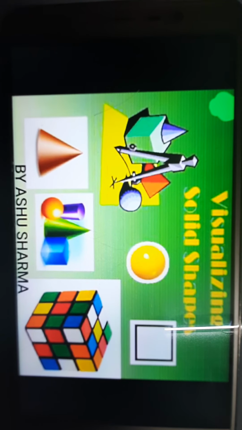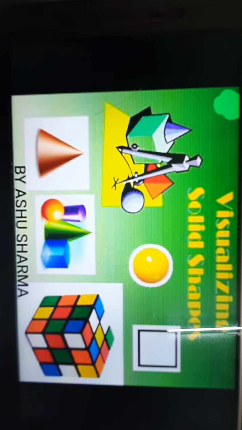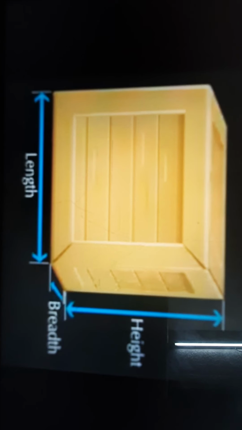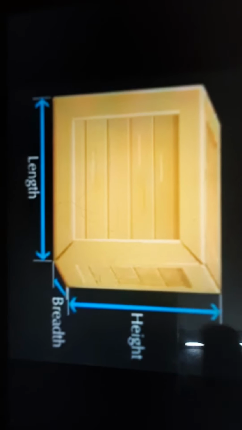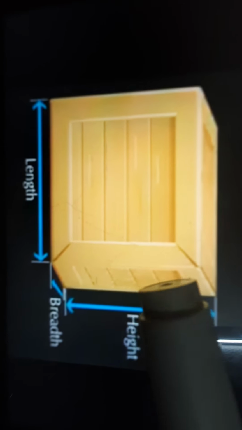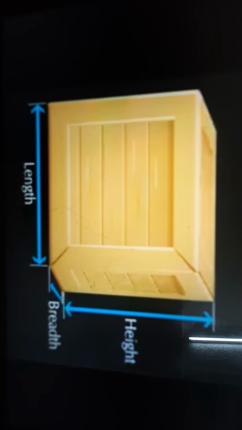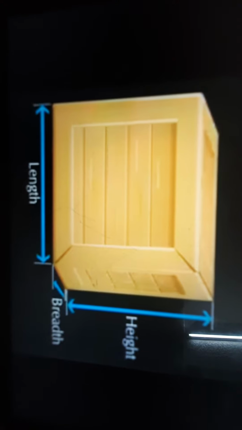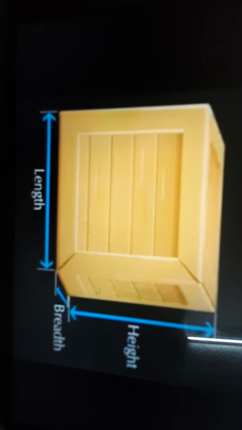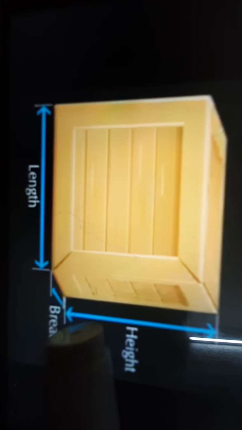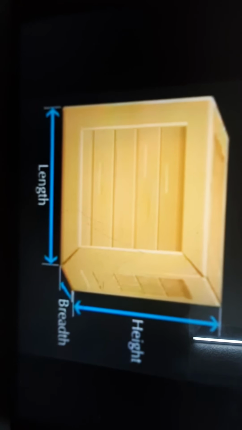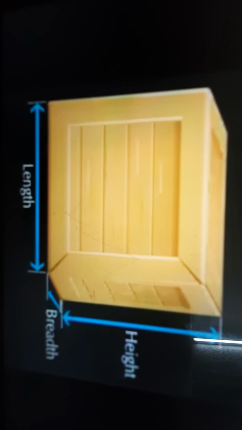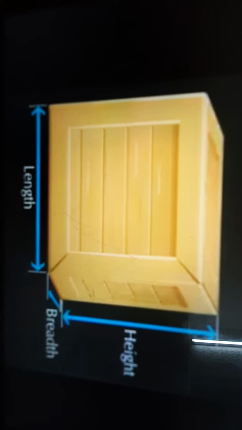So before starting the chapter, dear students, let me introduce you to the 3D shapes. So dear students, this box, as you can see, is cuboid in shape. And why do we call it three-dimensional? Because it has three dimensions. One is length, second is breadth, and third is height. Because it has three dimensions, that is why we call it a three-dimensional object.